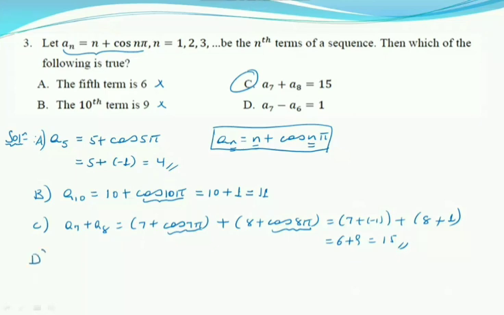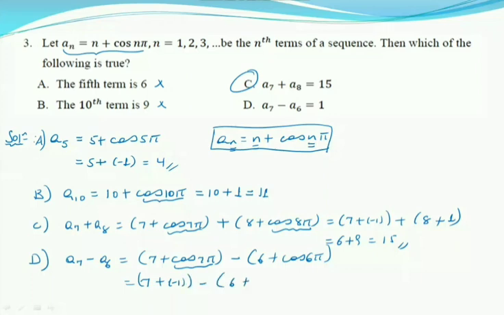Let's check for D. D says a7, the 7th term, minus the 6th term. The 7th term is 7 plus cos 7 pi, minus the 6th term, which is 6 plus cos 6 pi. So substitute here: 7 plus cos 7 pi, which is minus 1, and cos 6 pi is positive 1. So this is 6 minus 7, the result is minus 1. So still this is also wrong. Therefore our answer is C.